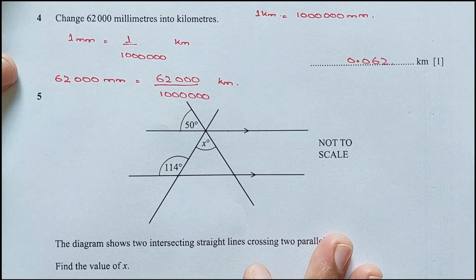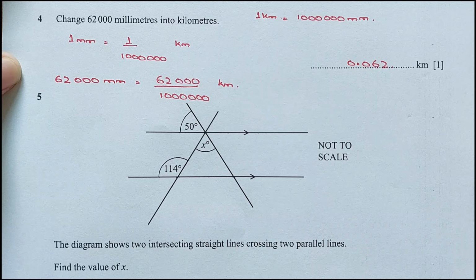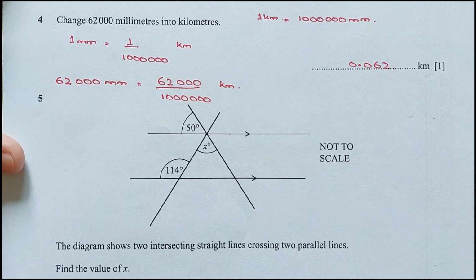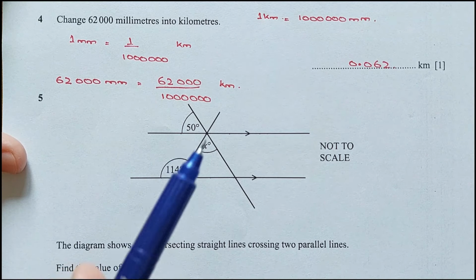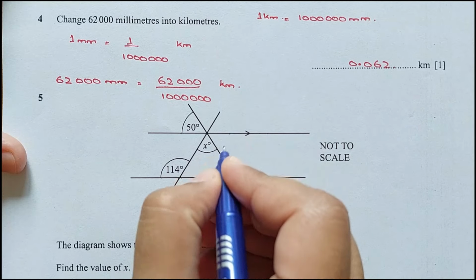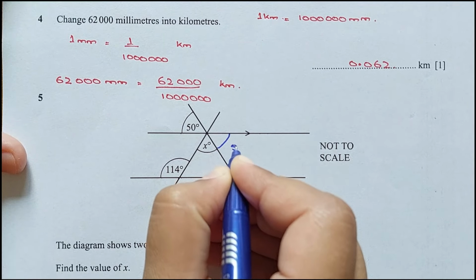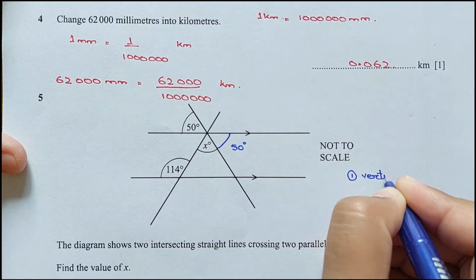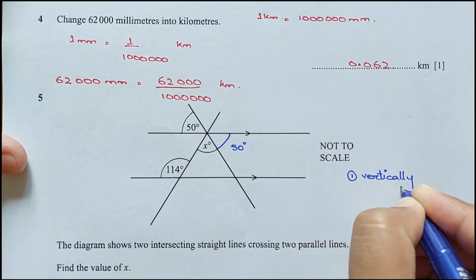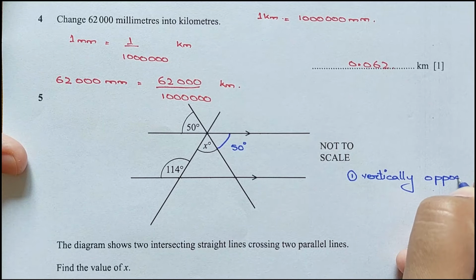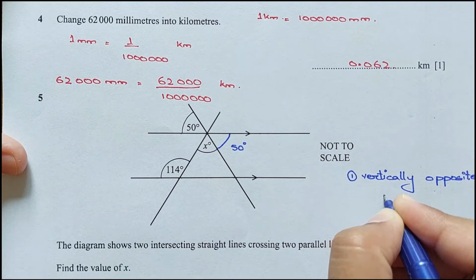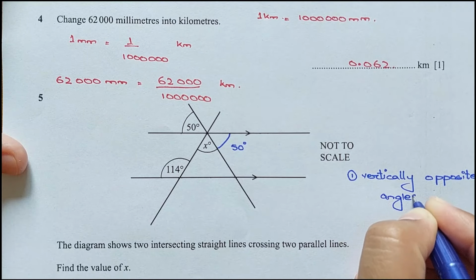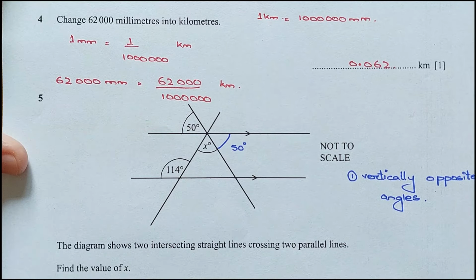Question number 5, the diagram shows two intersecting straight lines crossing two parallel lines. Find the value of x. Here we have to use the concept of vertically opposite angles first. If this angle is 50, this angle is also equal to 50. These are two vertically opposite angles. Vertically opposite angles are equal, right? This is 50, this is 50.